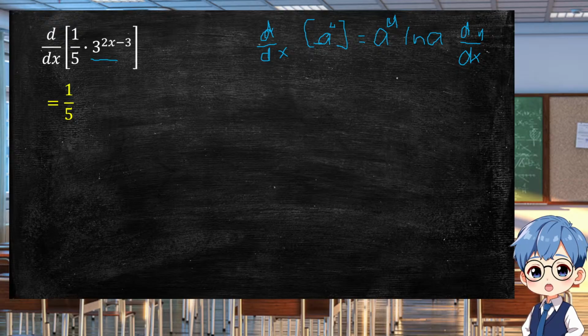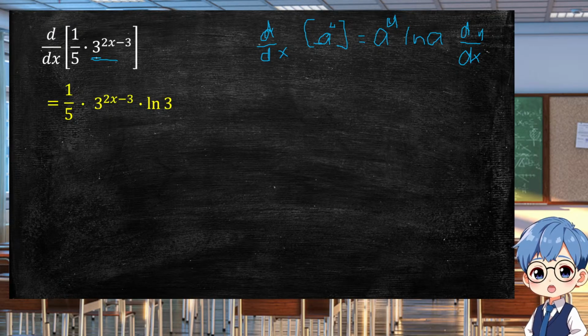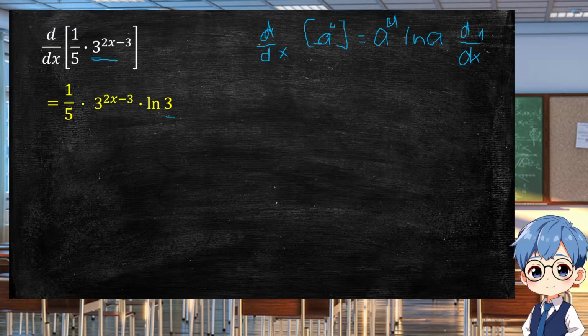Okay, so let's follow this formula. So let's copy 3 to the power of 2x minus 3. And then we have ln of whatever is the base. So our base is 3, so ln of 3. And then times the derivative of the exponent. So that's why we have 2 times 1 minus 0. So again, we can take out 0. It's just 2.